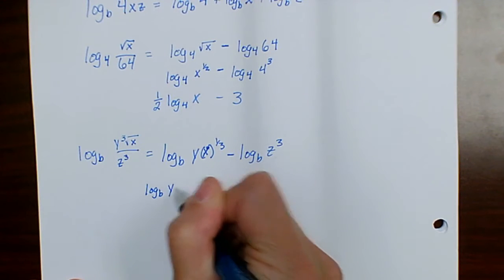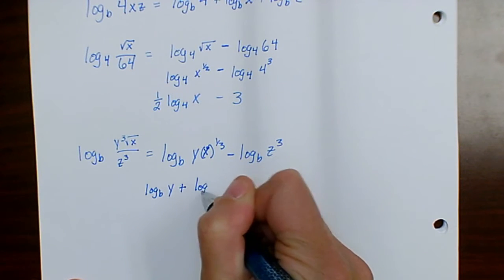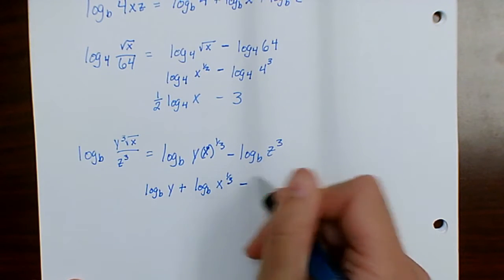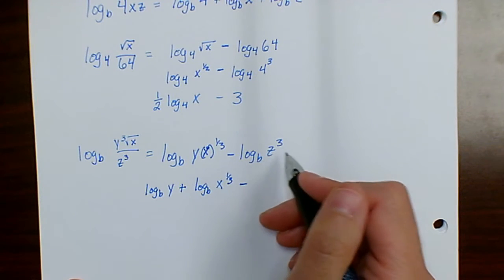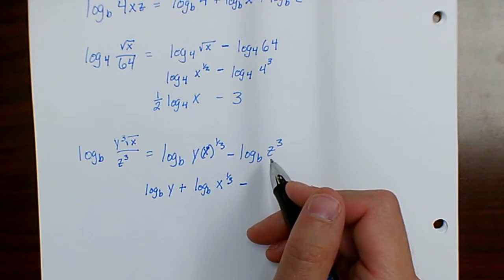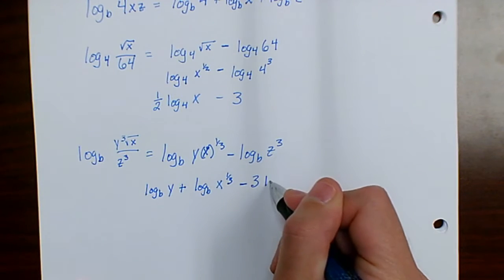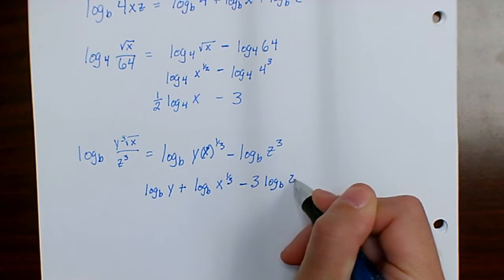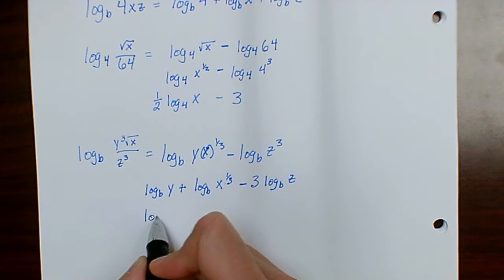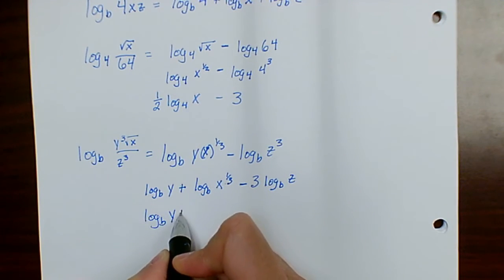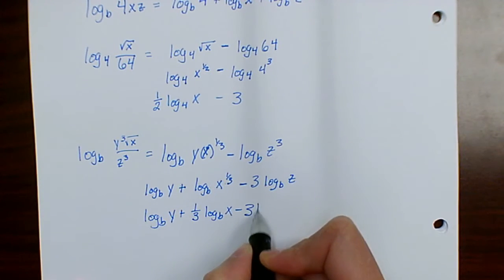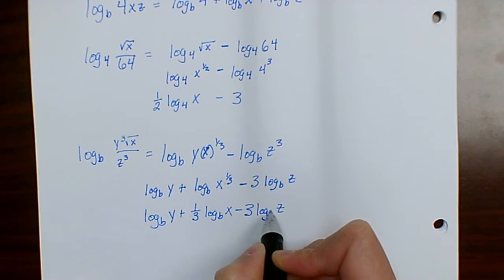Log base b, y, plus log base b, x to the 1/3, minus, since I can't expand this by the product rule or quotient rule, I can use the power rule to bring that 3 out as a coefficient. And then to finalize this, I need to take that power and make that into a coefficient. Okay, so that's how to expand.